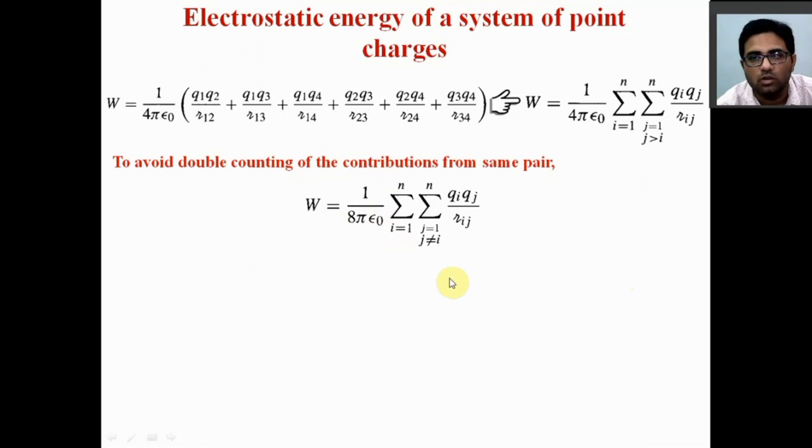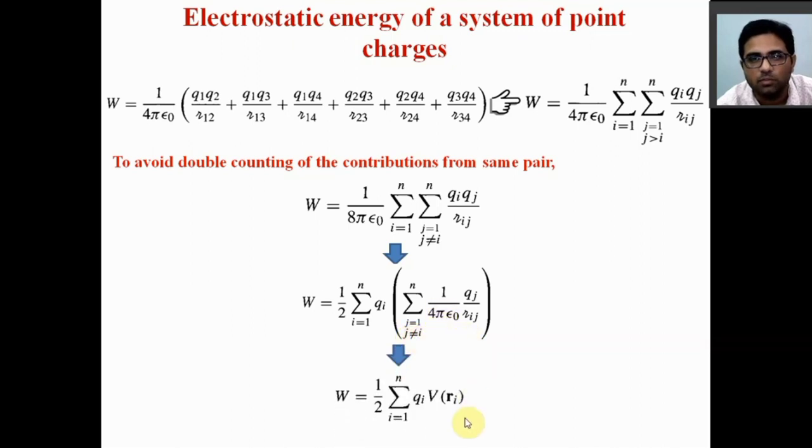Now let's pull out the factor qi and we get this form. The term in the parenthesis is the potential at Ri, which is the position of charge qi, due to all other charges. So this is how much work it takes to assemble a configuration of n point charges, and this work done is stored as electrostatic energy in the system.